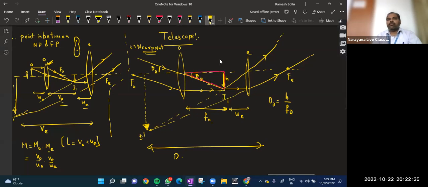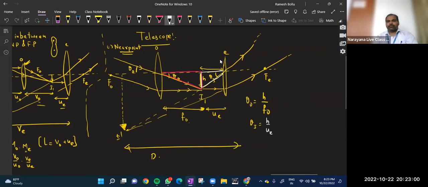Where is the visual angle of the image? This only, no. Visual angle of the image, theta equals how much? Watch this again, this right angle triangle. H by Ue only, no? Then what is the magnification power in this situation? I'm requesting all, what is the magnification power here? Magnification of the objective lens and magnification of the eye lens. What is the magnification of the objective lens?